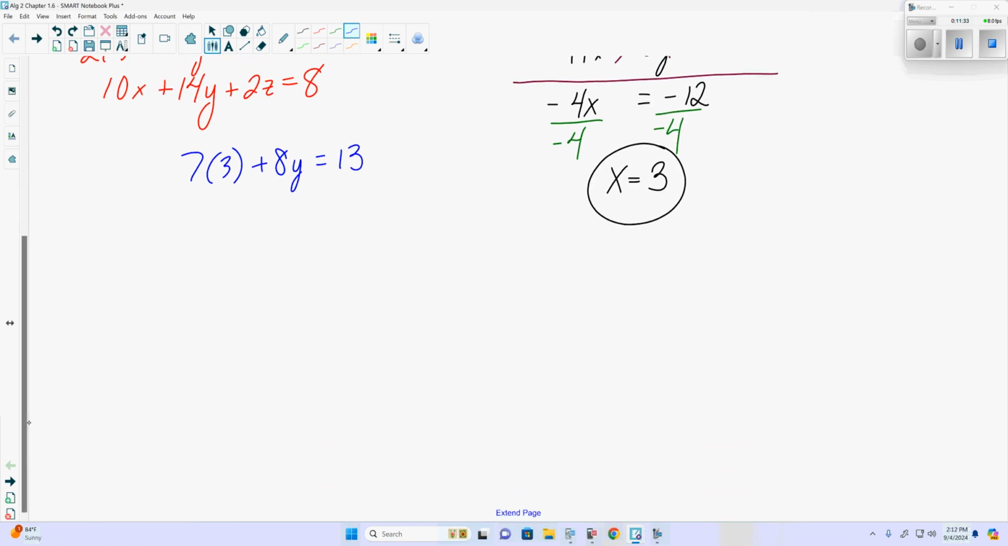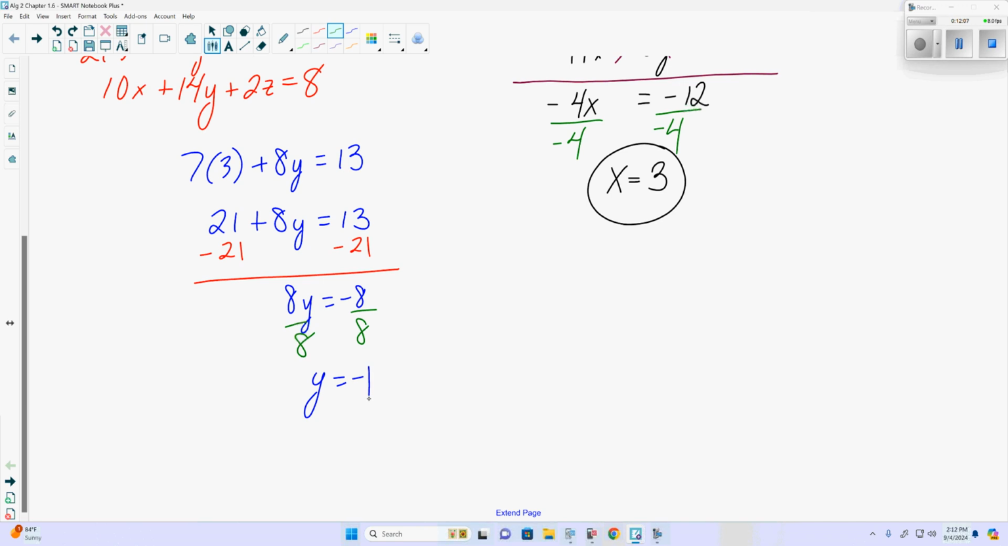Now, at any point up to now, in all of your math classes, we've only been able to solve for one variable at a time. Before, it was two unknowns. Now it's only one unknown. We can solve: 3 times 7 is 21, plus 8y is equal to 13. Minus 21, 8y equals negative 8. So y is negative 1. Now we're only missing what?